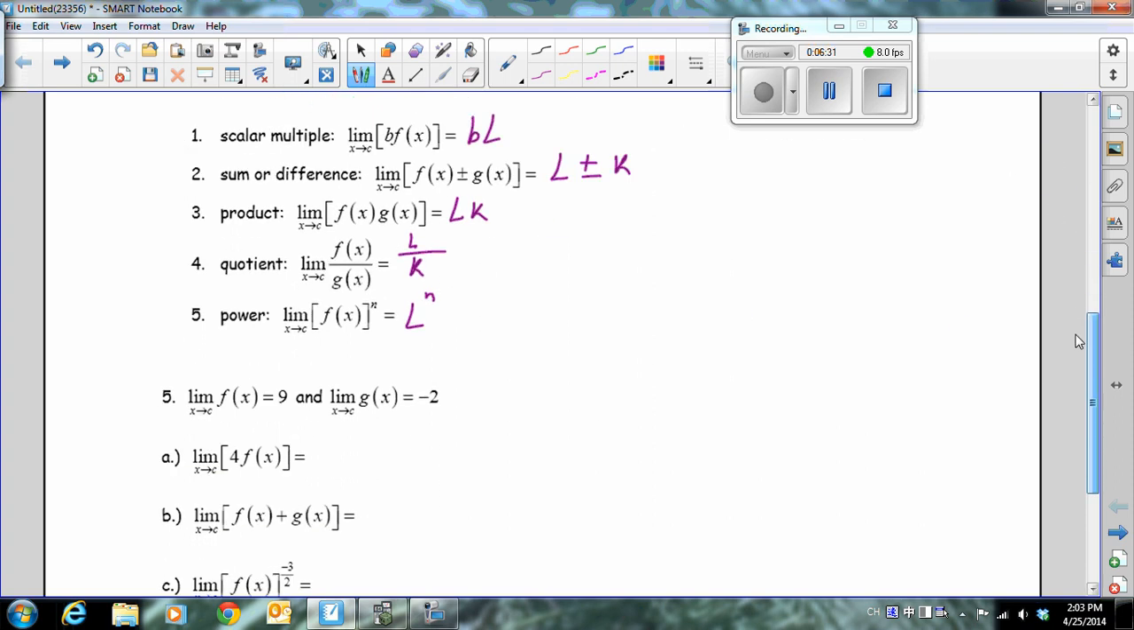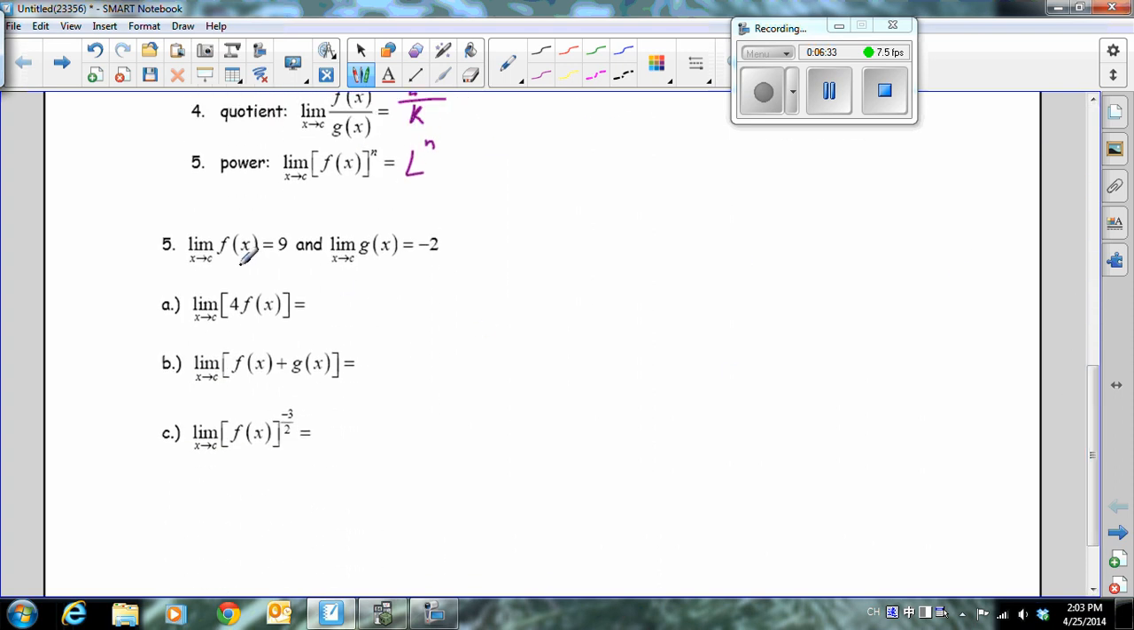Let's keep going. Suppose the limit of f(x) as x approaches c is 9, and the limit of g(x) as x approaches c is -2. I want 4f(x). Well, if it's 4f(x), it's nothing other than 4 times 9, which is equal to 36.